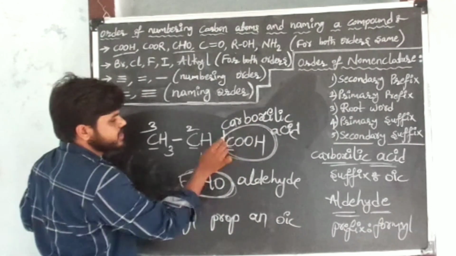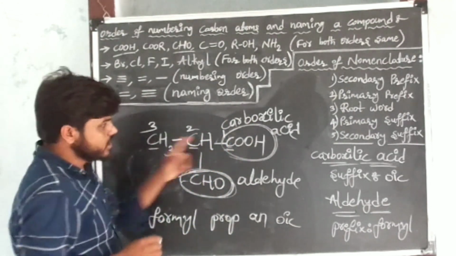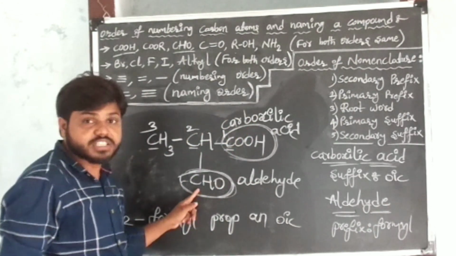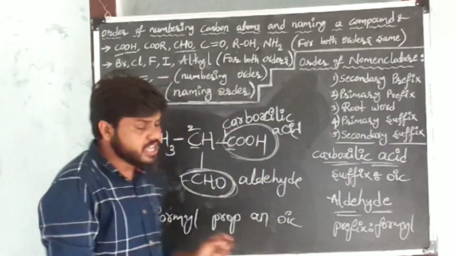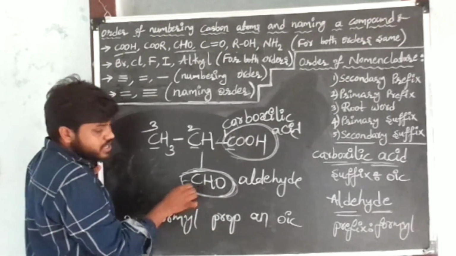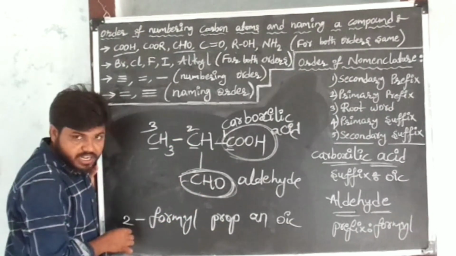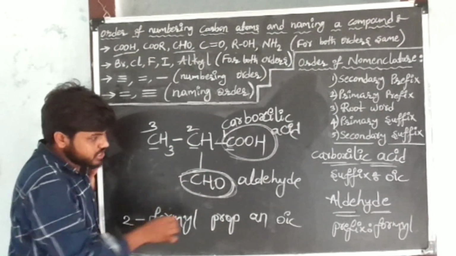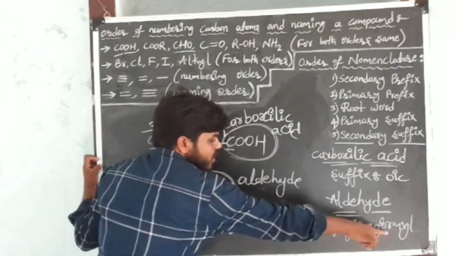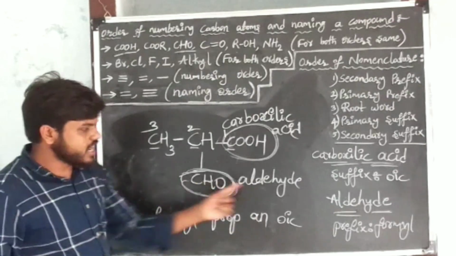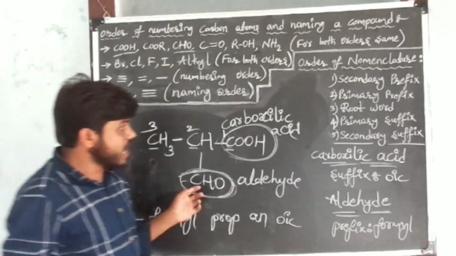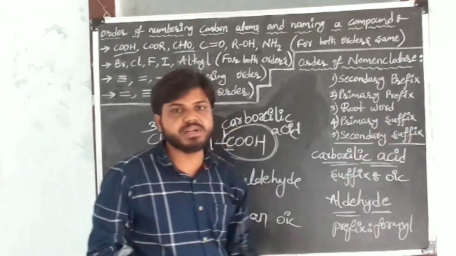That's why I started from the right side: first, second, third. Acid position is first, and the substituent position is second. After giving numbers, first the secondary prefix. Here the secondary prefix is the aldehyde. The position of the aldehyde is second. After writing the position, the prefix of the aldehyde is formyl. I wrote the prefix. After writing the secondary prefix, go to the primary prefix.